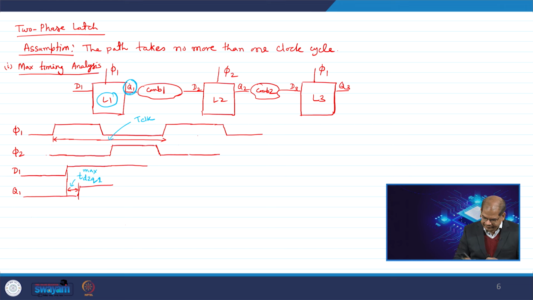Now, the signal is at Q1. So, now I have to go to D2. It will take some time to go to D2. Inside this positive half cycle of phi 2, it can be early, it can be late, but if it is coming inside the positive half cycle, then it can be sampled by latch 2 immediately. So, this delay from here to here is my T combinational 1 max.